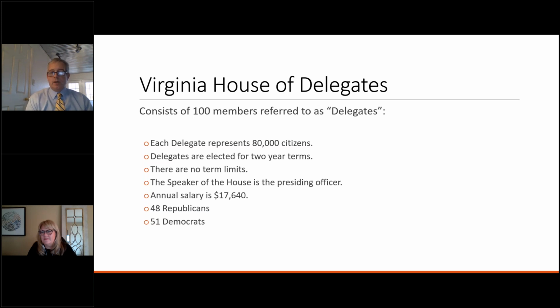Unlike in the Senate, which we'll talk about later, the Speaker of the House is elected from among the membership of the House of Delegates. So if Democrats control the chamber as they do now, you will have a Democratic speaker, and the opposite is true when Republicans control the chamber.